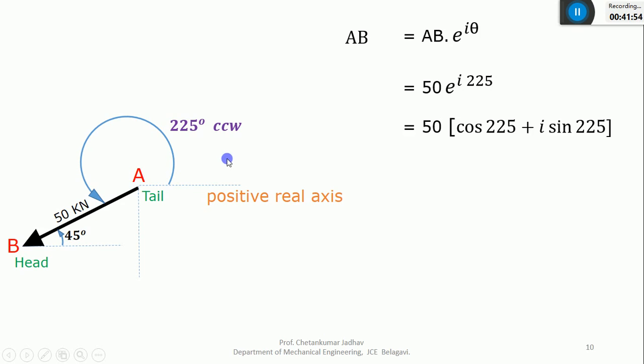So what is the answer? R into e raised to i theta. R is nothing but the length of the vector AB, that is 50. Theta is 225, and you get the answer as 50 cos 225 plus i sin 225. You got this answer?